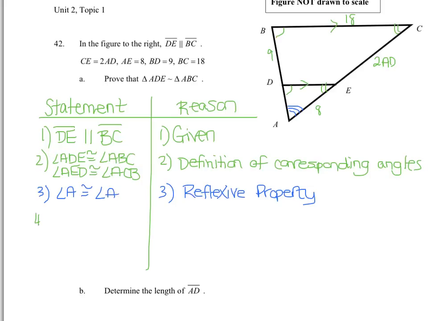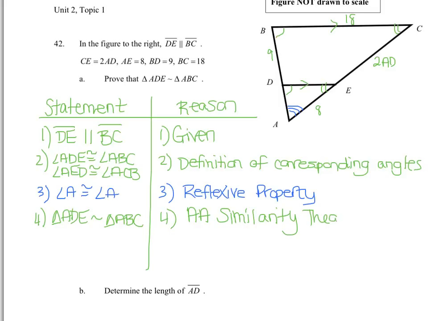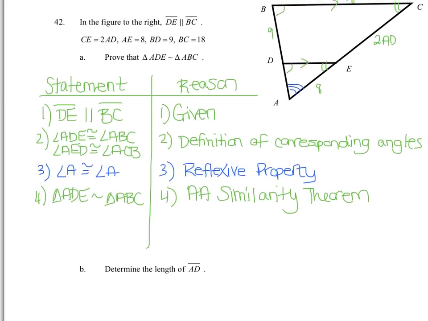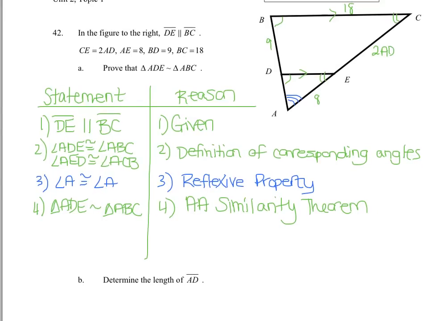Because of that, in step 4 we can say that triangle ADE is similar to triangle ABC. And my reason for that is the AA, angle-angle similarity theorem. And that's our proof. Now we have to determine the length of AD. So I'm going to do this on the side here.